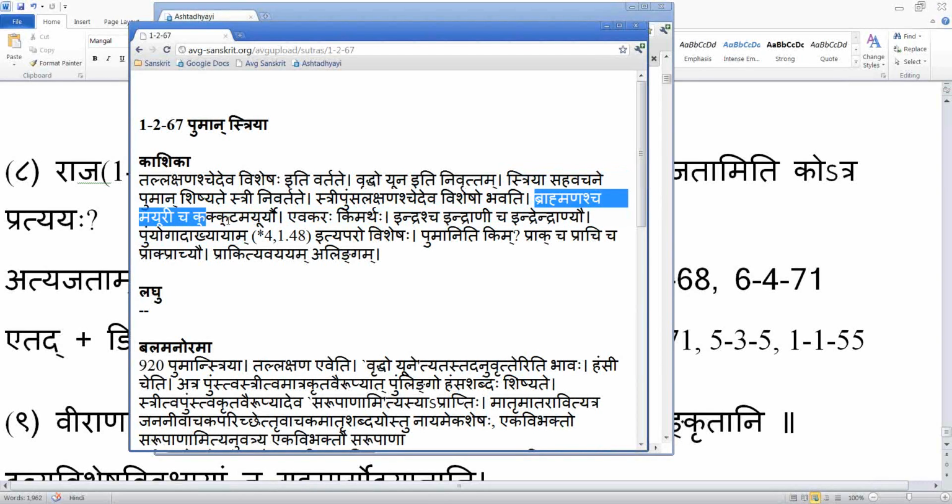Okay. So Brahmanascha Mayura something. This is a typo here. Okay. Let me look at my book. I think there's a typo here. Let me just look at my book. One second. So 1, 2, 6. That's a very good point. It's a very good point.